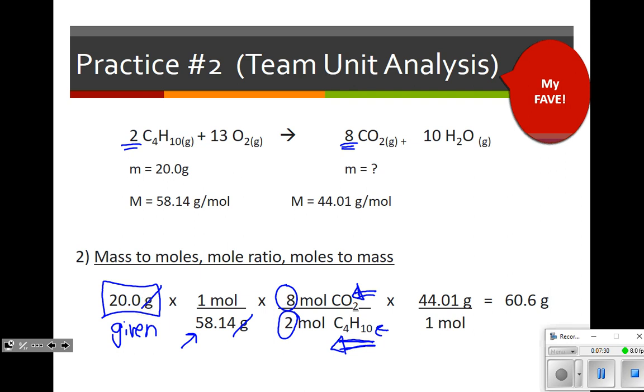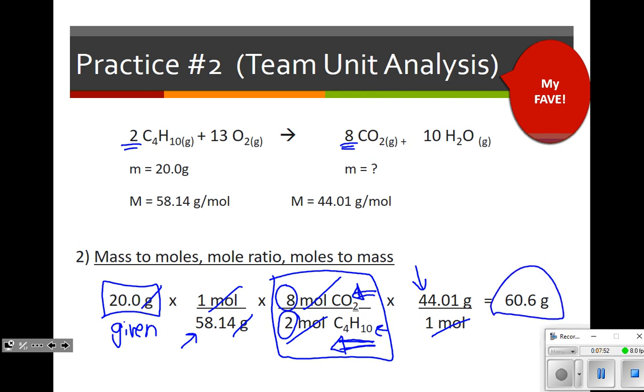So now all I have to do is this molar ratio goes from moles of butane to moles of carbon dioxide, and then I use my molar mass of carbon dioxide to cancel out my moles of carbon dioxide to my mass of carbon dioxide. And there's my answer, kiddos.